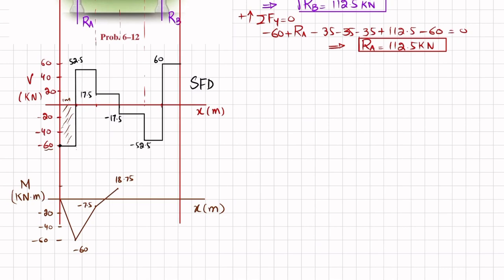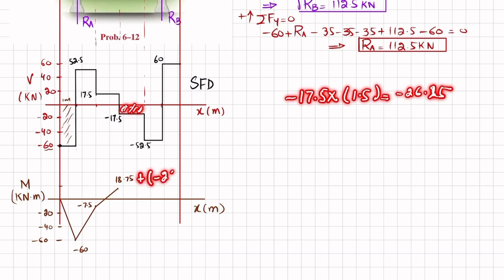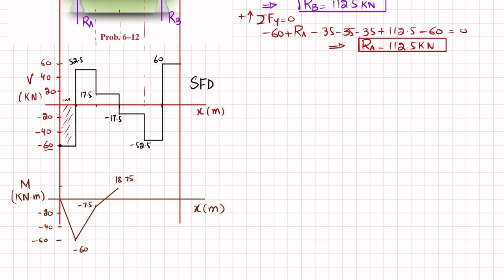Okay, the next area is this one, which is a negative area, and this area is minus 17.5 into 1.5, and that is again equal to minus 26.25. So minus 26.25 plus 18.75 will be equal to minus 7.5. So at this point we will have minus 7.5. So you can join them. This is a straight line with slope decreasing. Why? Because you can see this area is negative, and the shear force is a horizontal line. So the bending moment will be of one degree higher and slope will be decreasing.